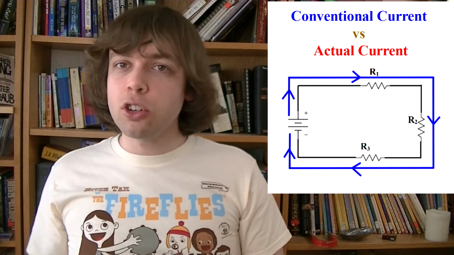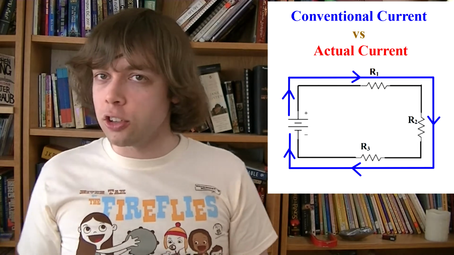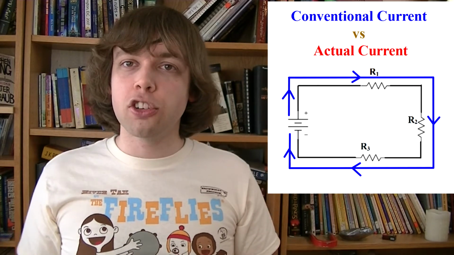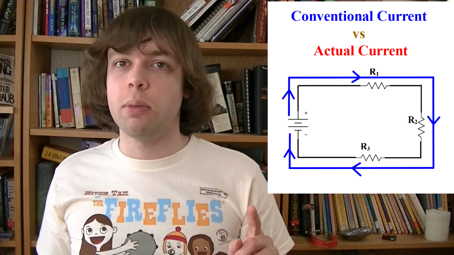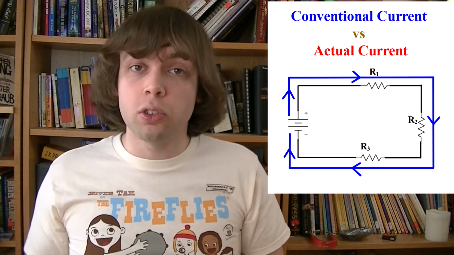But we didn't always know that it was electrons that moved around a circuit. We used to think it was positive charges that moved. Because of that, when we say current, what we actually mean is conventional current. Conventional current is the flow of positive charges around a circuit. Positive charges will be repelled from the positive end of the battery and attracted to the negative end of the battery. This, of course, is absolute tosh.